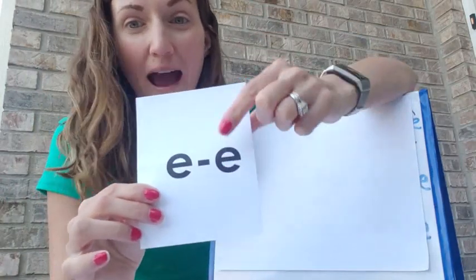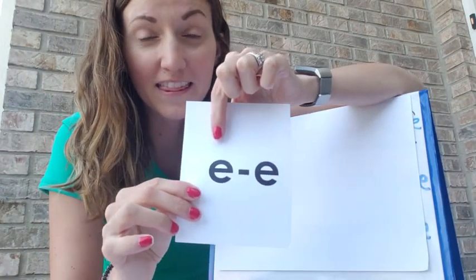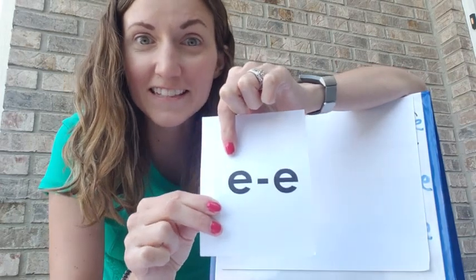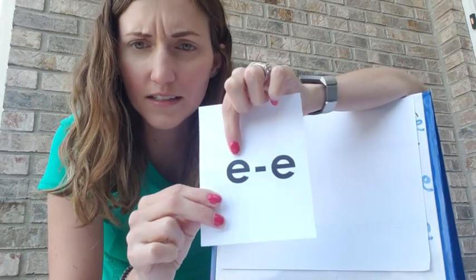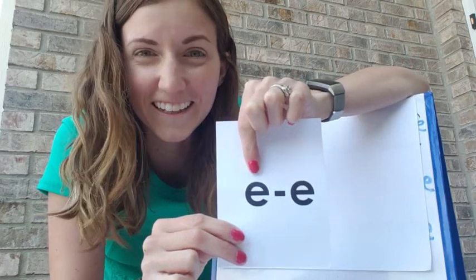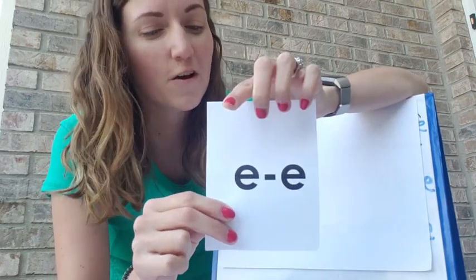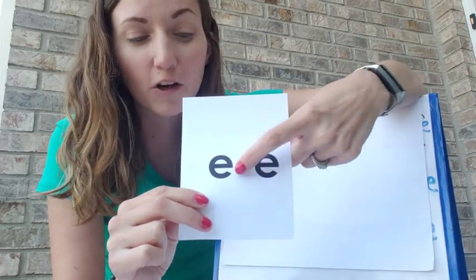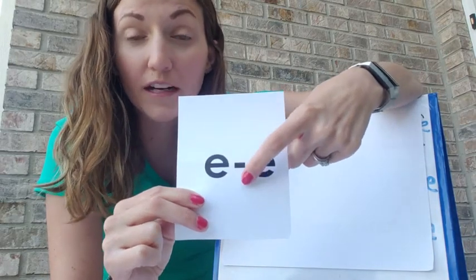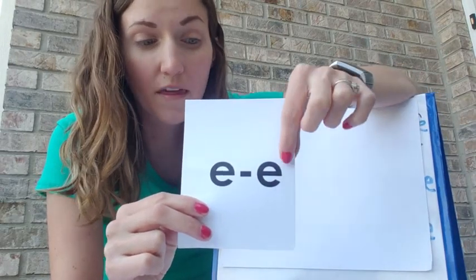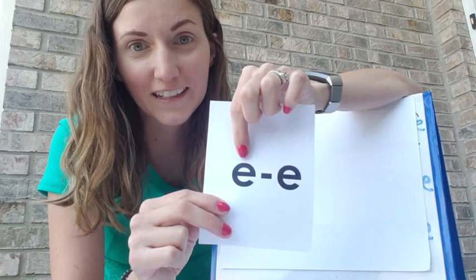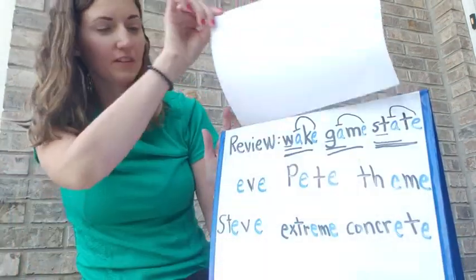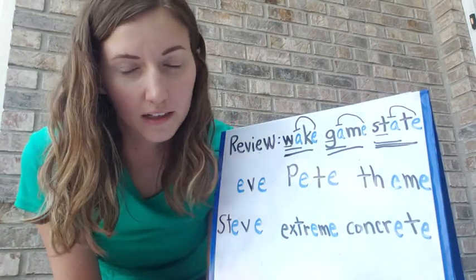So our new card looks like this. The magic E is going to make this E say its name. Now what is this letter's name? E. Yeah, so I'm going to be putting different letters right here, and we're going to practice reading words where the magic E makes this other E say its name. Let's try. Now these words can be pretty tricky.